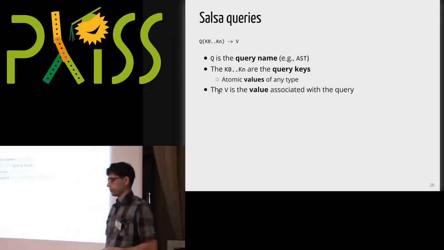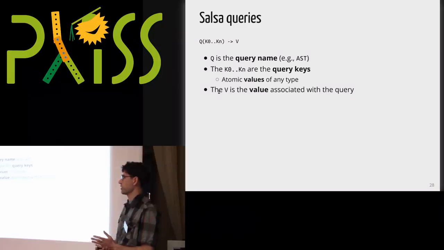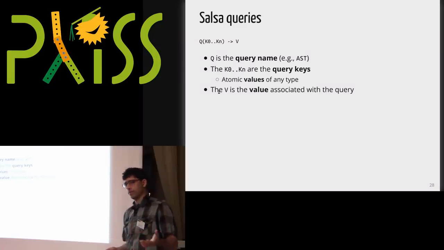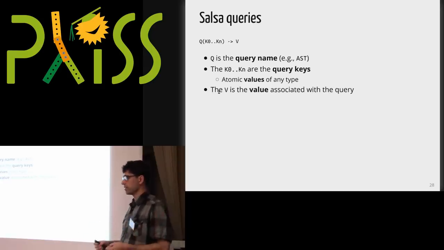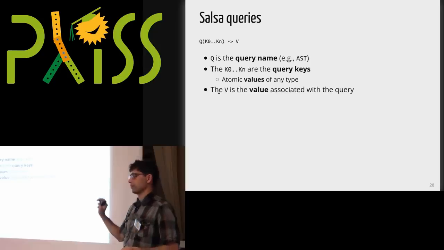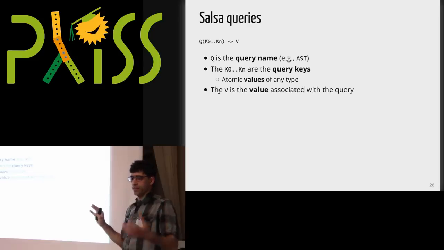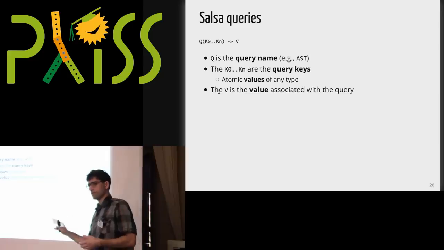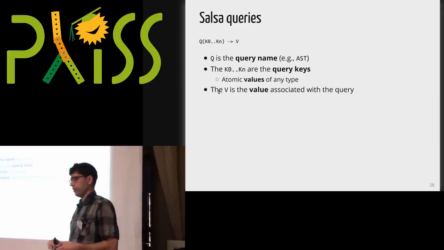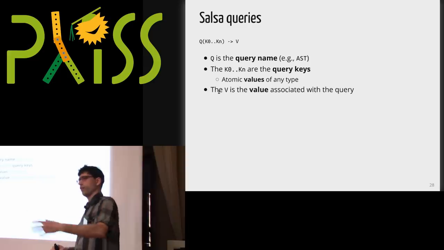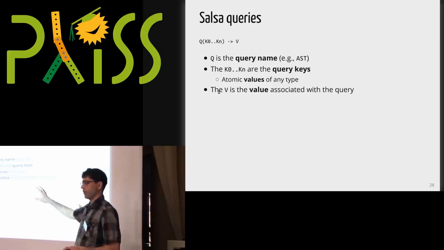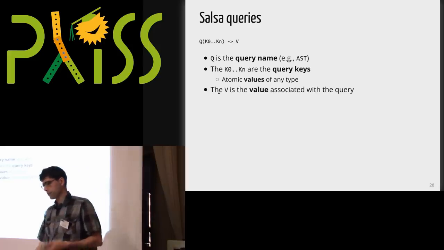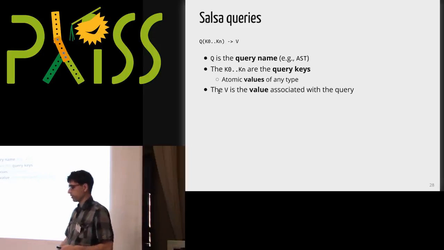So the basic structure of this Salsa system is that you have queries, which have a name. It's not quite an entity component system in that we don't have a formal concept of entities. Instead, what we have is a query, which is kind of a component. So a query name might be something like the type or the signature. And then we have a set of keys that go into that query. Often there's only one, like the type of a given function or the type of a given variable, but sometimes there's more than one, so there can be any number. And when you execute this query, you get back some value, and that value is the result.